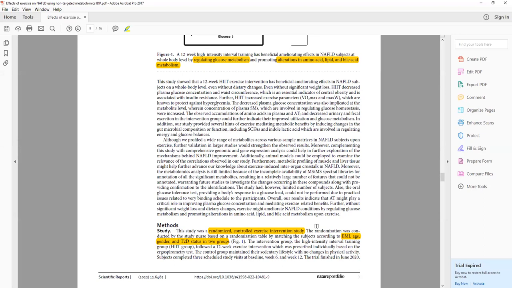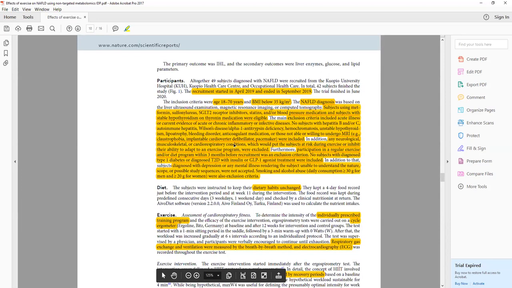They then split the cohort in two and they do an intervention for one of the two groups. The intervention in this instance was exercise. So except for the intervention, the two groups were both exactly the same or almost the same. They tried to match the groups according to BMI, age, gender, diabetes 2, and then there's some information on the participants.